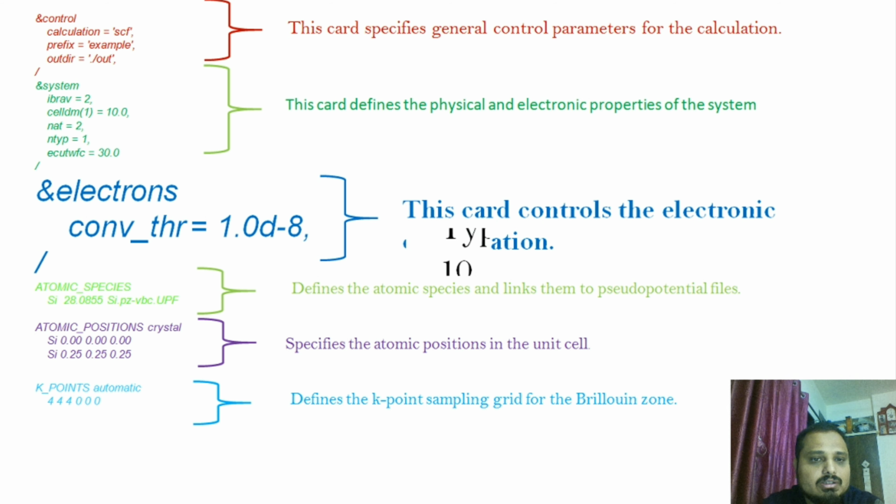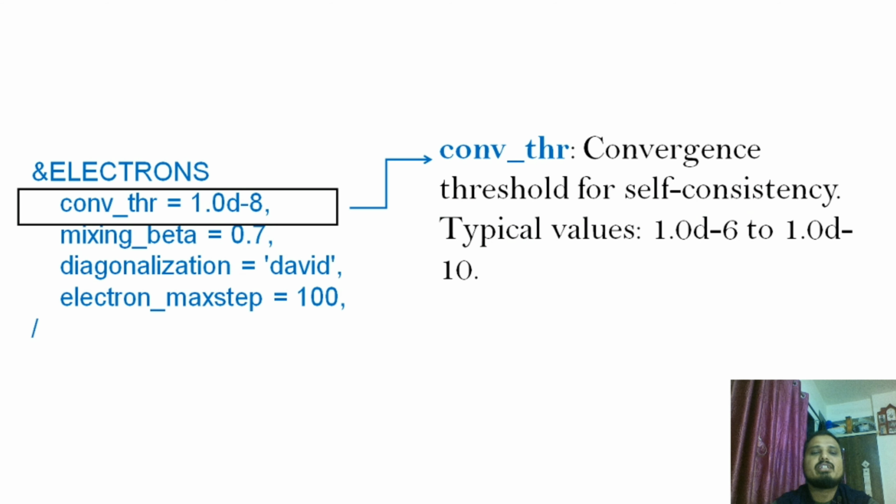Okay, so let's see. The next parameter is convergence threshold. This parameter tells how much threshold is used for the SCF calculation to be converged. Okay, so for a small convergence threshold, the SCF calculation will take much time and it is computationally expensive.